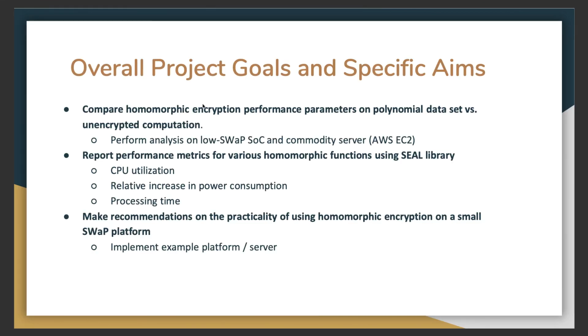Our overall project goals and specific aims: we wanted to compare encryption performance parameters on a polynomial data example versus unencrypted computation to get a baseline for what a low SWaP SoC device would do. We also looked at doing it on Amazon Web Services as a secondary examination. We wanted to report performance metrics for various homomorphic functions using the SEAL library, the Simple Encrypted Arithmetic Library, developed in 2015 by a group from MIT. And then we wanted to make recommendations on whether it's practical to use homomorphic encryption on a low SWaP platform.